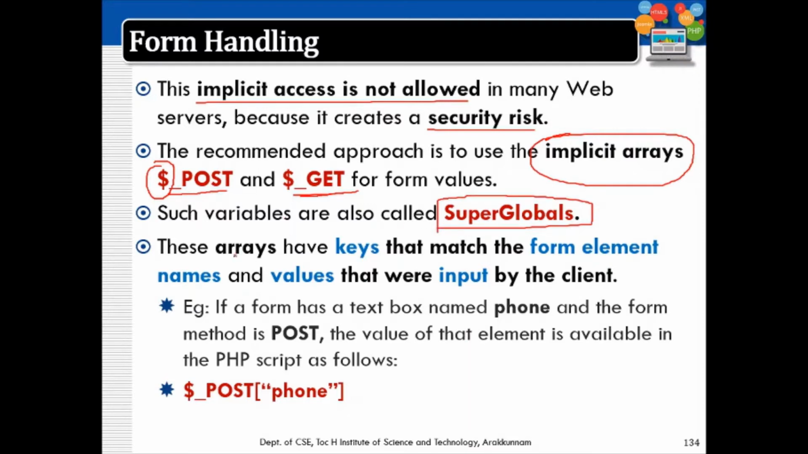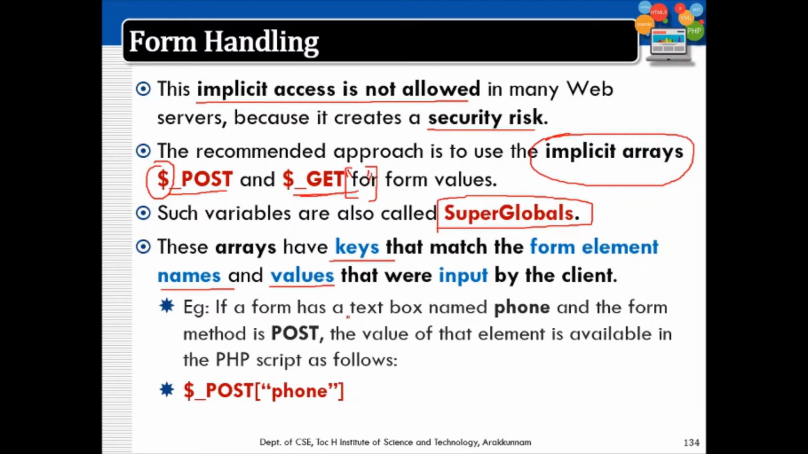As these are arrays, we can access the values by giving the corresponding key within square brackets. So $_POST or $_GET, and within the square brackets we can index the array values with the keys, and the key we generally use matches the name of the form element. Once you give the name of a form element as a key inside this array, you can retrieve the corresponding value of that input element. We will see an example.